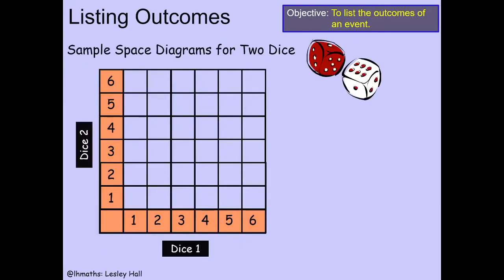Now, this time, let's have rolling 2 dice. So take note, this is dice number 1. These are the outcomes, 1, 2, 3, 4, 5, 6. And this is dice number 2. The outcomes are still 1, 2, 3, 4, 5, 6. So what are you going to write over here?